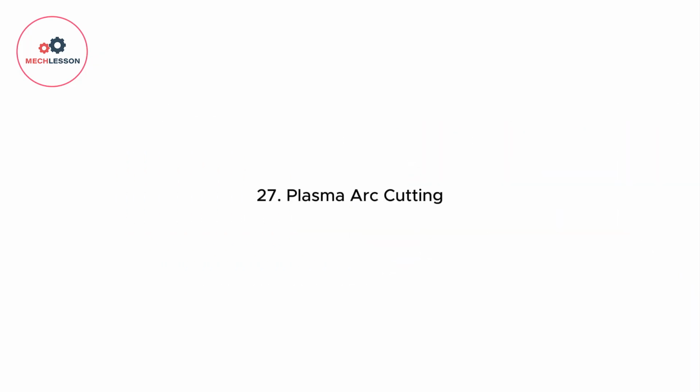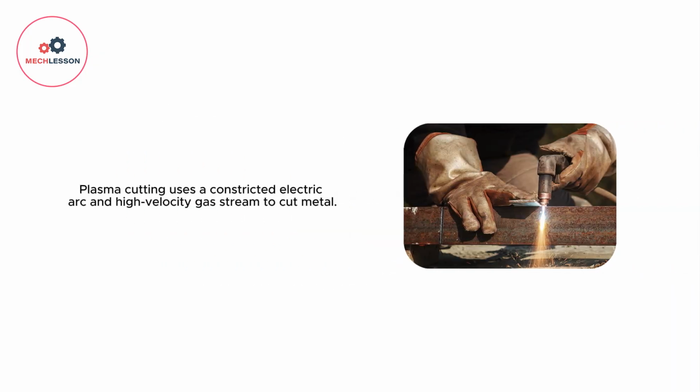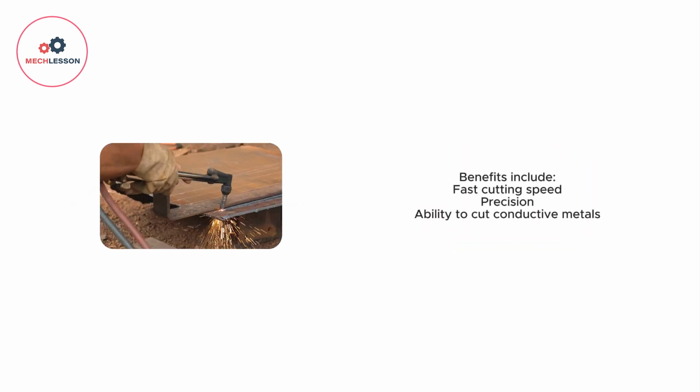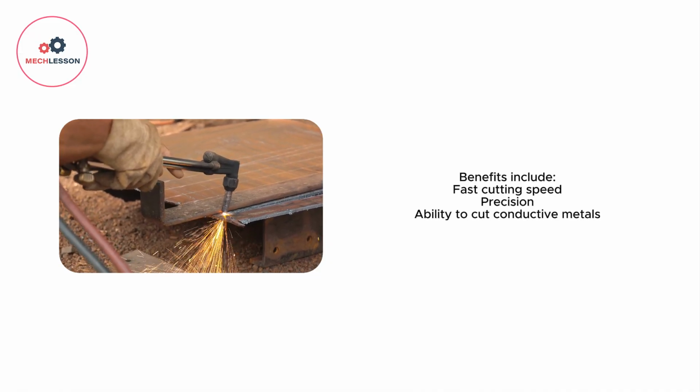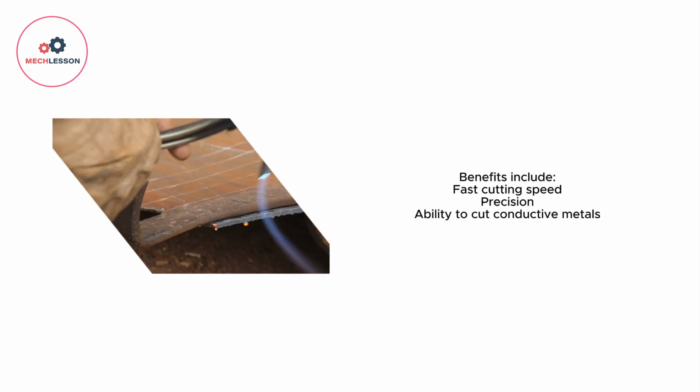27. Plasma arc cutting. Plasma cutting uses a constricted electric arc and high-velocity gas stream to cut metal. Benefits include fast cutting speed, precision, and ability to cut conductive metals.